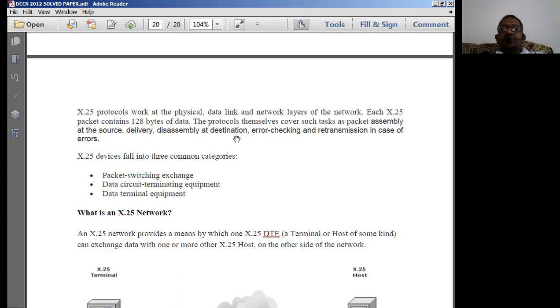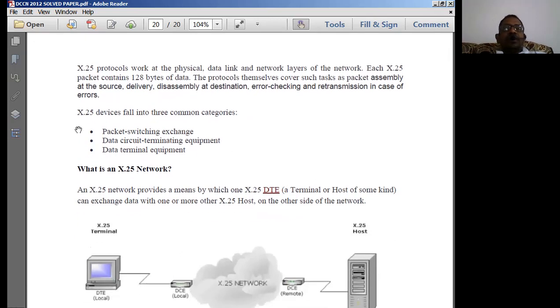So you have to disassemble the packet at the destination computer. Then error checking has to be done at the destination computer on the data which has been received, and retransmission of the packet in case of errors identified at the destination computer.